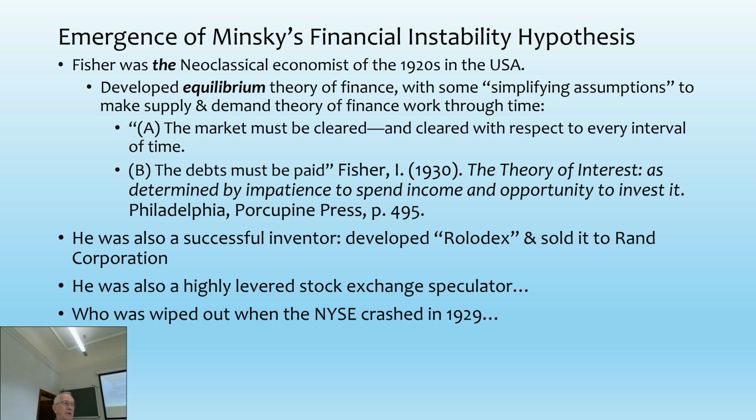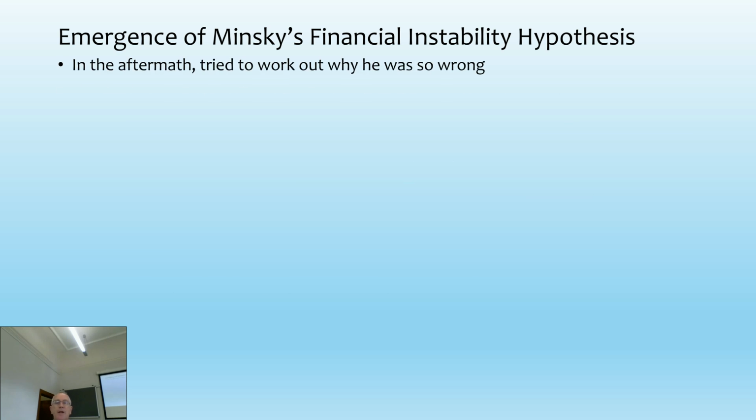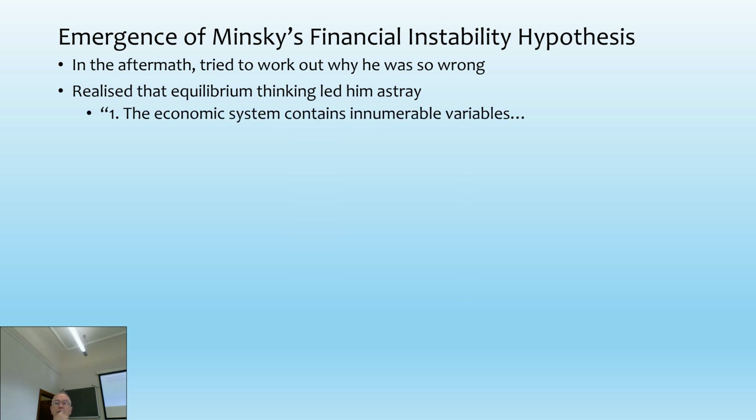He was wiped out when the stock market crashed 10% on Black Friday in 1929. And for a while he was accusing the market of being crazy and speculators causing all the trouble and so on. But he ultimately realised that what got him in trouble was thinking in equilibrium terms about the economy. And he wrote this paper, I really do recommend you read The Debt-Deflation Theory of Great Depressions.